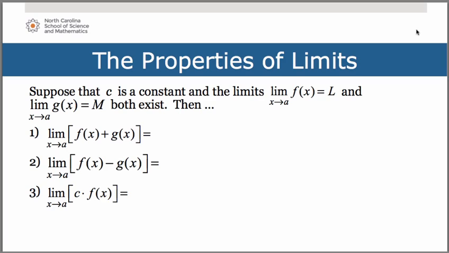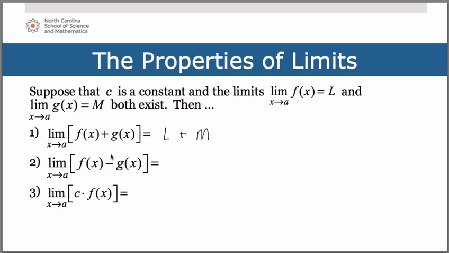So suppose that c is a constant and the limit of f of x as x approaches a equals L, and the limit of g of x as x approaches a number a is equal to m, both exist. Then the limit of the sum of f of x and g of x as x approaches a simply is the sum of the limit of each of those individual functions. Therefore, we have simply L plus m.